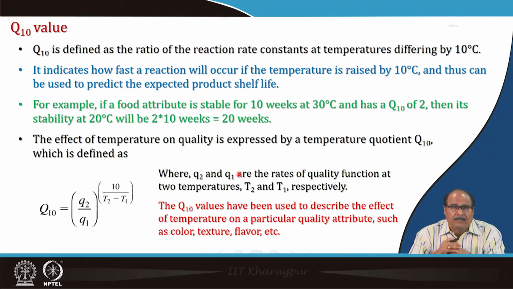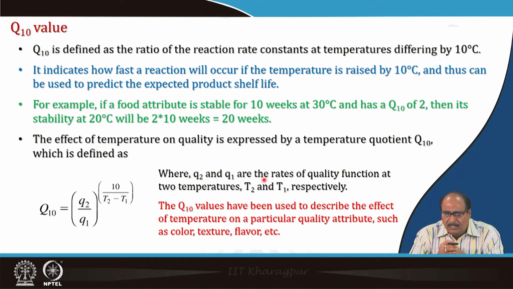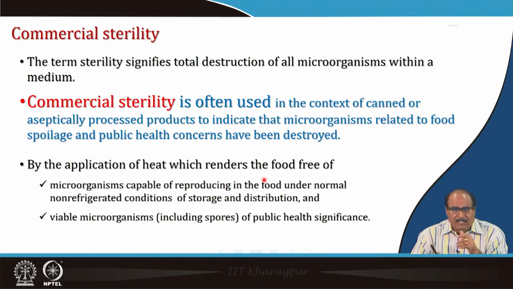So, the effect of temperature on quality is expressed as a temperature quotient Q10, which is defined as Q10 equals (q2 by q1) to the power 10 by (T2 minus T1), where small q2 and q1 are the rates of the quality function at two temperatures T2 and T1 respectively. So, the Q10 values have been used to describe the effect of temperature on particular quality attributes such as color, texture, flavor, etc.